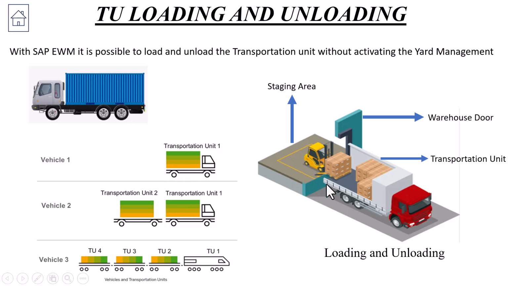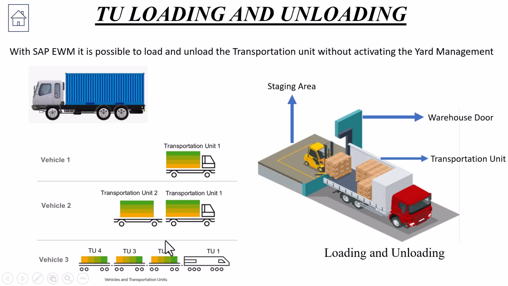Here, this is the warehouse door, and this is the staging area where we can temporarily place the products before putting away or before we load them into the truck. You can also see a relation of 1 TU to 3 TUs attached to one vehicle. One vehicle can have 1 TU or more than 1 TU, but it is not possible to attach 1 TU to two different vehicles.